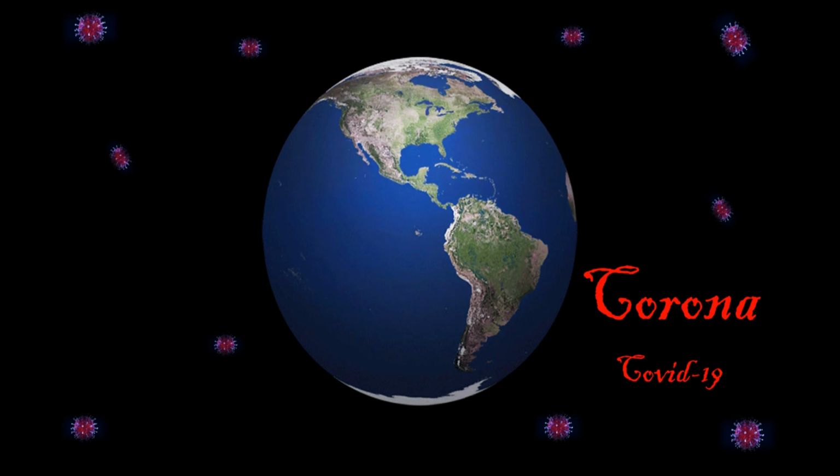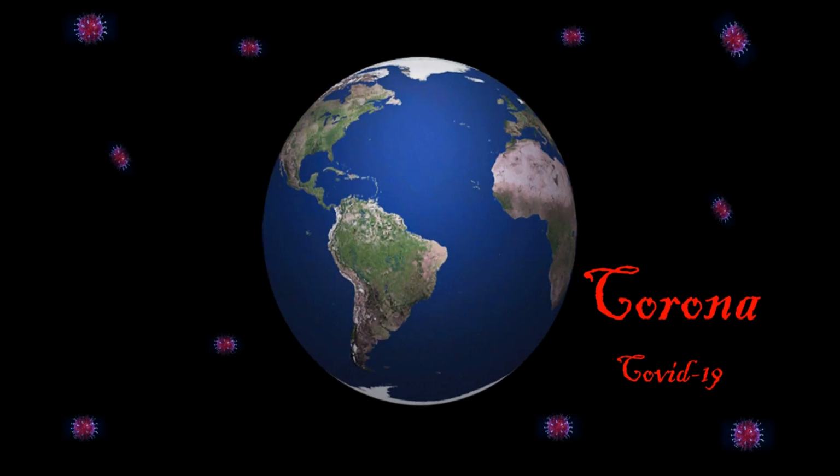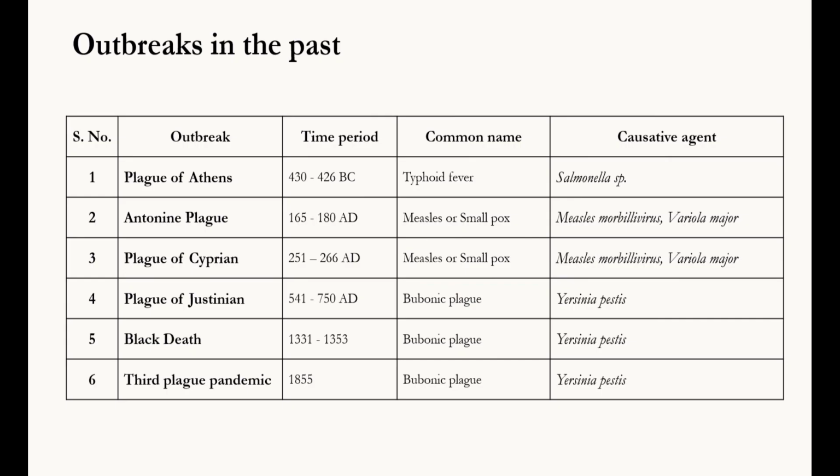Let's look at some of the various pandemics humankind has encountered in the past. Let's start with the first one, which happened during the year 430 BC. The earliest recorded pandemic, which happened during the Peloponnesian War. It passed through Libya, Ethiopia, Egypt and Athens. It was caused by Salmonella, which is commonly called as a typhoid fever. Next, we have the Antonine Plague, which happened during the year 165 to 180 AD. Measles was caused by measles morbillovirus and smallpox caused by variola major.